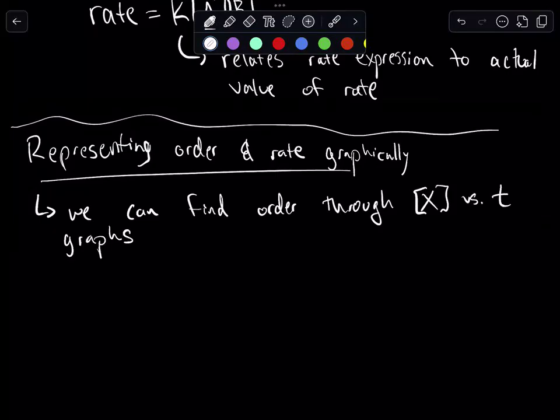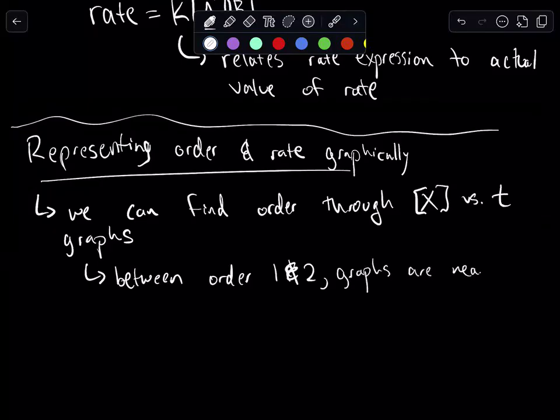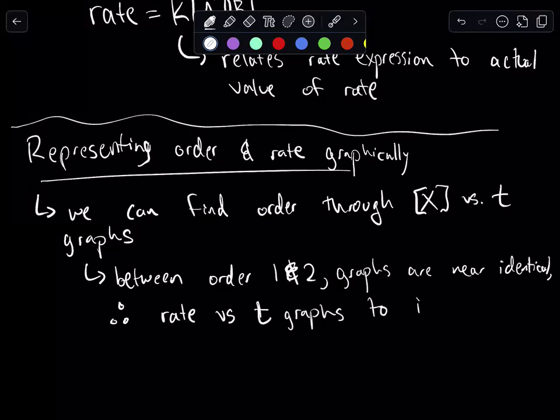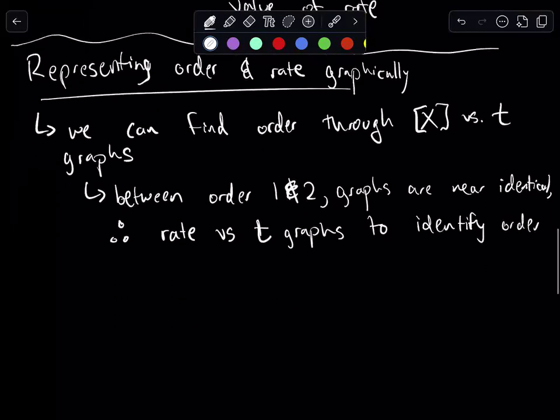Now, there is an issue between order 1 and 2. The graphs are near identical, and we'll see that in a minute. Therefore, instead of using concentration versus time graphs, we can use rate versus time graphs to identify order. And we can explore this as we go through it.